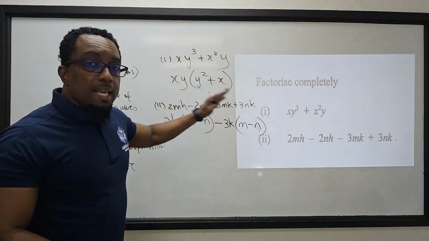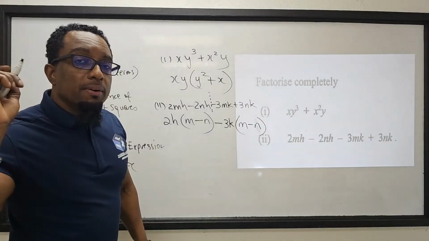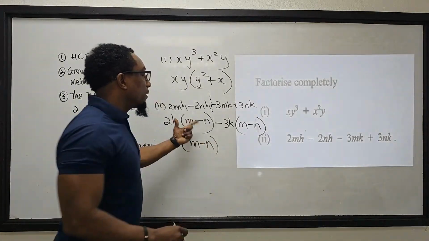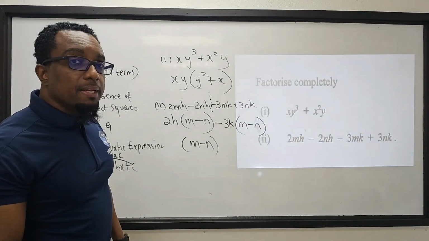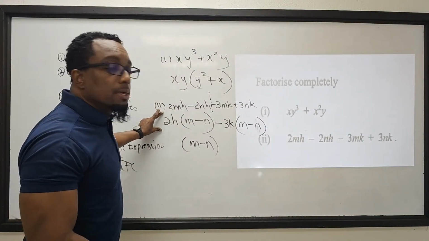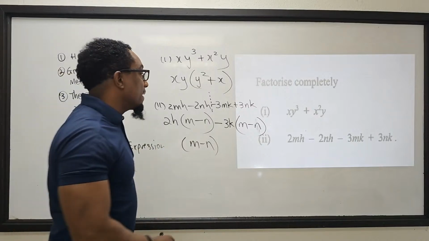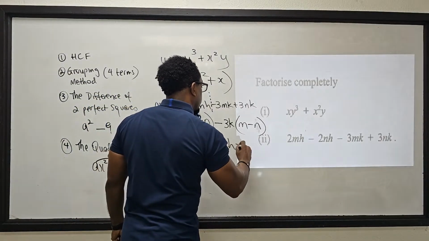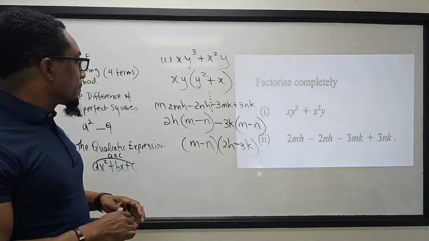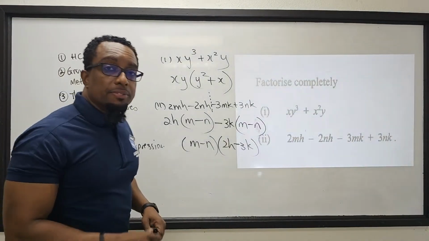We have the same expression in brackets, so we know we're on the right track. So I have one more step. I take out what is common, m minus n. That's common to each. Take it out as a factor. And what remains, 2h and negative 3k, I can place in the other bracket. I have factorized. Okay?